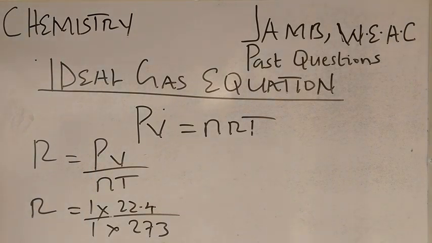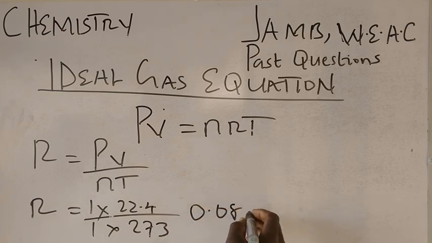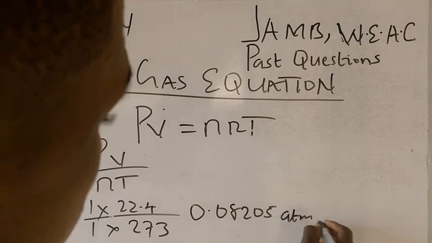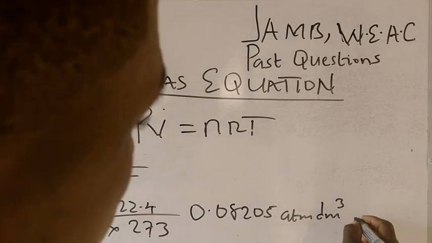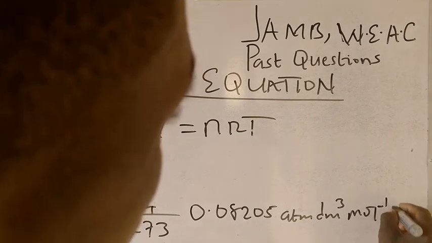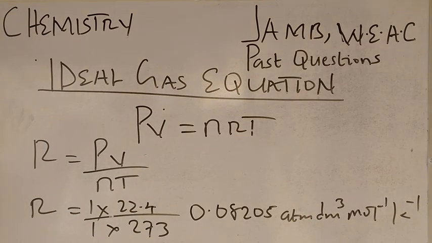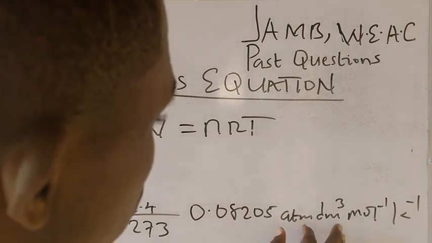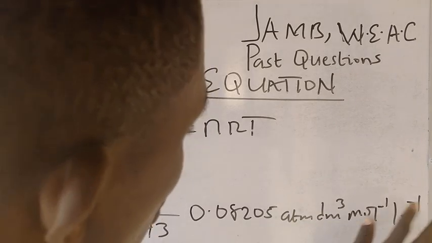So the unit of R is going to be atm dm cube per mole per Kelvin. We say the value of R is 0.08205. Sometimes JAMB asks you for the unit of measurement of R, so you should know it is atm dm cube per mole per Kelvin.